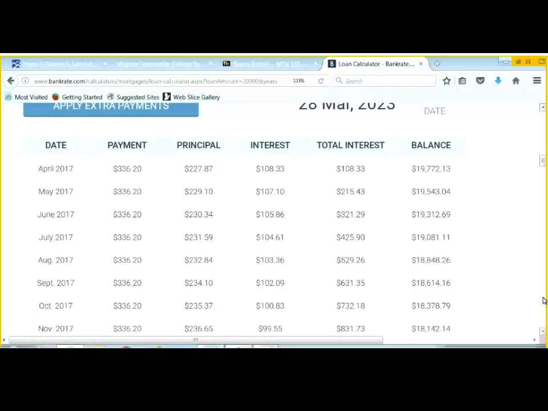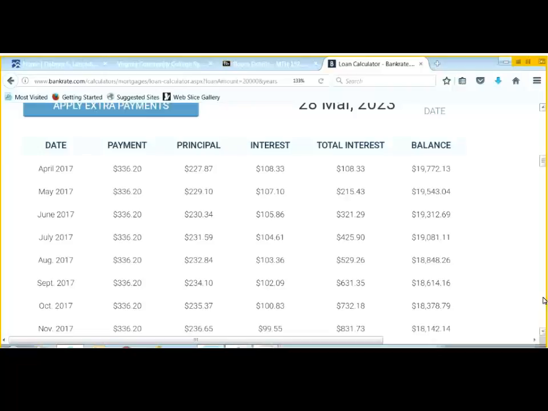So in March of 2017, which is this month, we owed $20,000. Now after 1 month, the way it works is you make a payment of $336.20 for that month on $20,000 at 6.5% interest. The interest for that month is $108.33. So your payment is more than your interest.